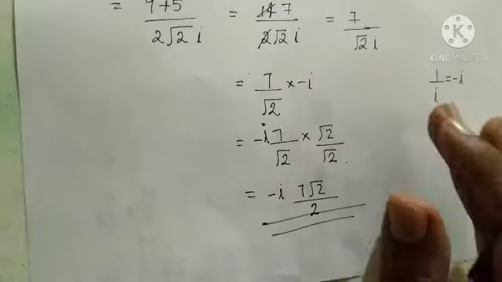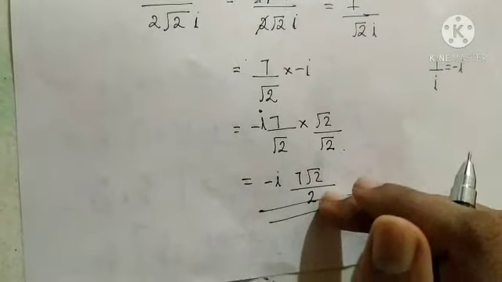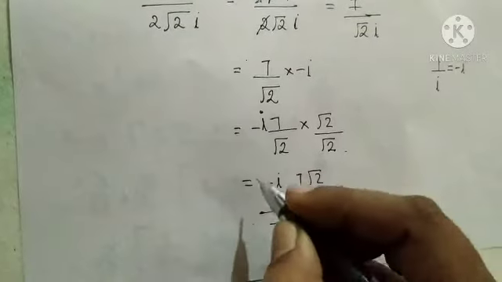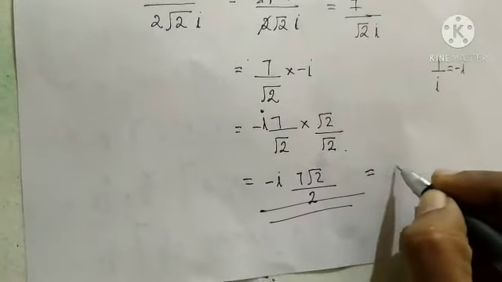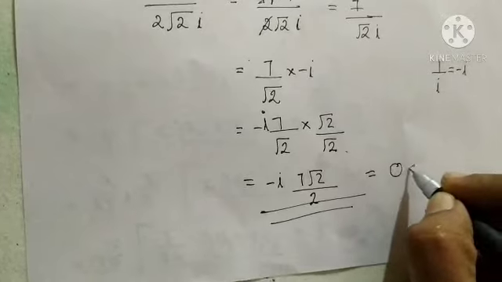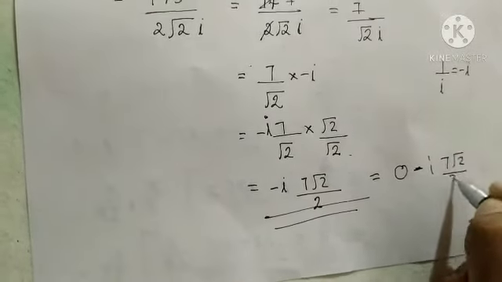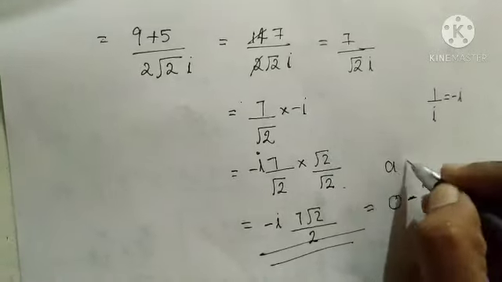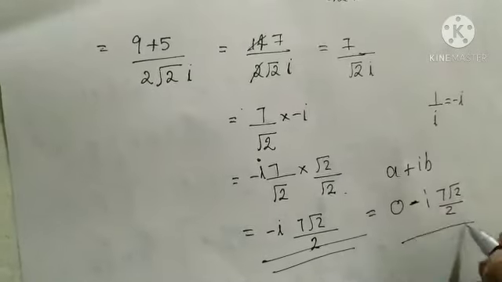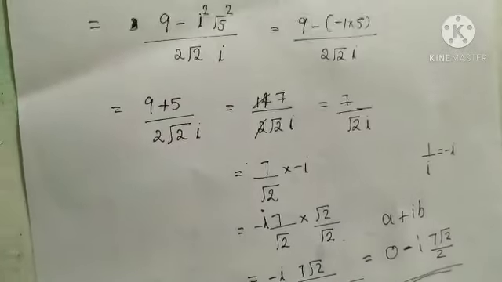And next we need to convert this into a plus ib form, right? So here the real part is 0, so this can be written in the form of 0 minus i 7 root 2 by 2. This is in the form of a plus ib. Okay, I hope you understood this question.